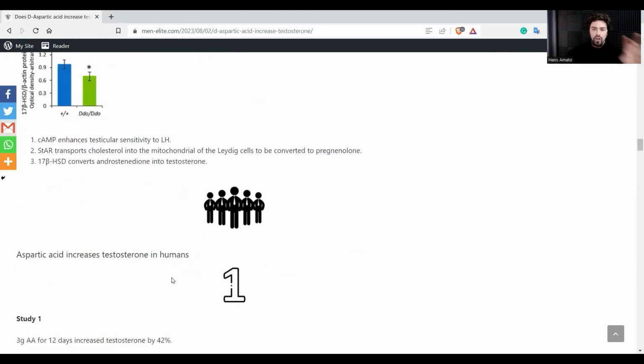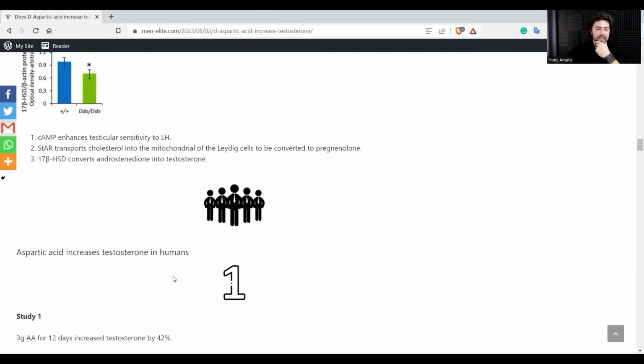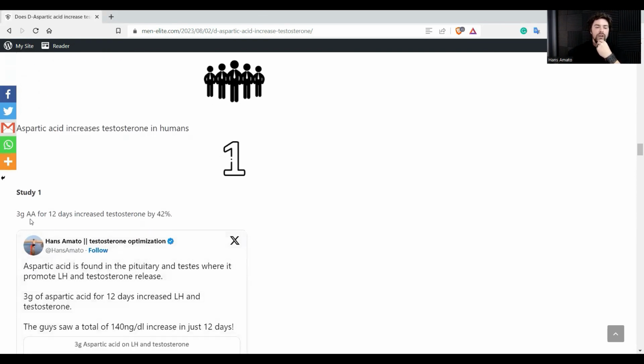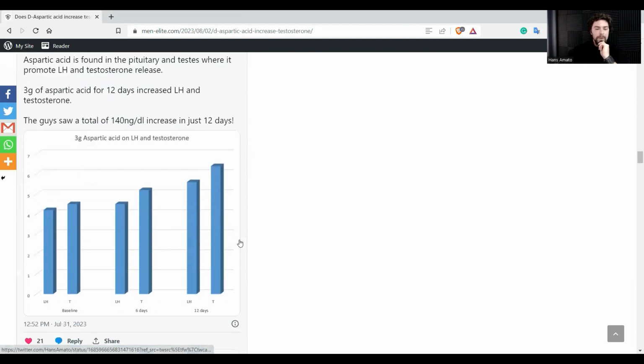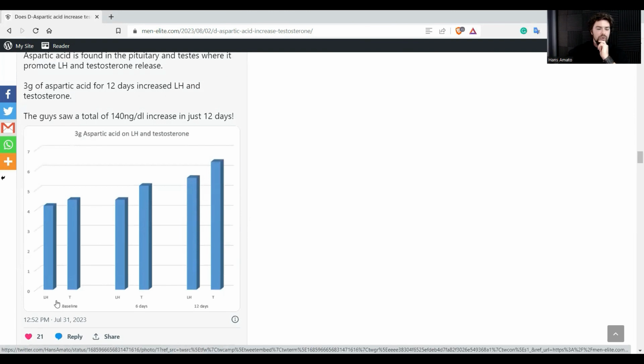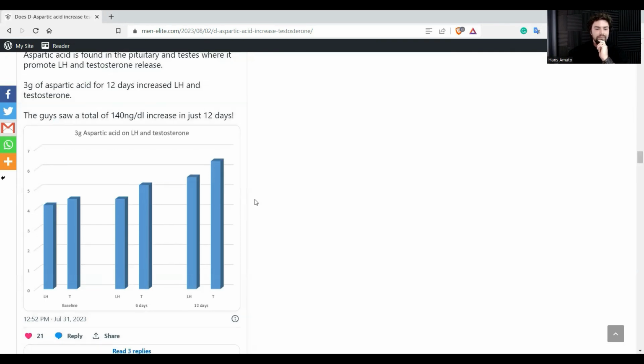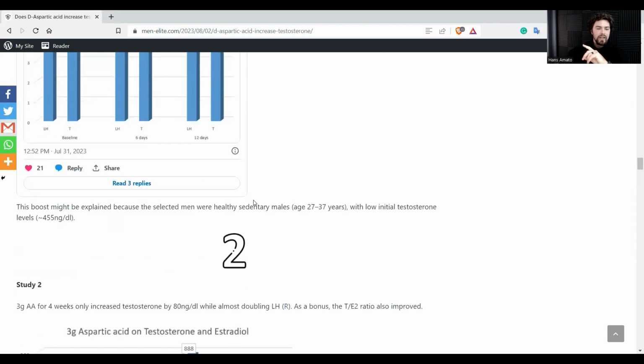So let's look at the human studies. We know it's important, so let's look at what happens when you supplement aspartic acid. The first study looked at 3 grams of aspartic acid for 12 days and increased testosterone by 42%. That's pretty crazy, right? You can see testosterone went up, quite a big increase: 140 nanograms per deciliter in just 12 days. LH also went up quite nicely. So this was one study.